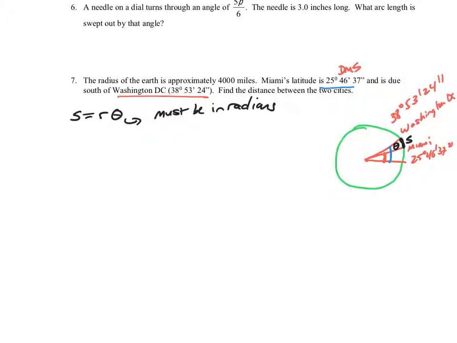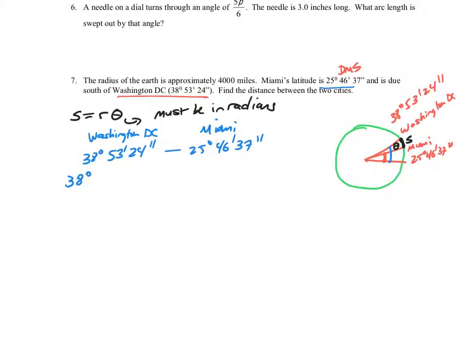The angle that we want is the difference between the two latitudes. So we're going to subtract 25 degrees, 46 minutes, and 37 seconds from 38 degrees, 53 minutes, and 24 seconds. The 38 degrees is Washington, D.C., and the next angle is the latitude of Miami. If we take the difference of those two angles, we're going to get theta. But these are given in degrees, minutes, seconds, so we need to convert these to decimal degrees. I'm going to do that by hand without using the conversion in the calculator.